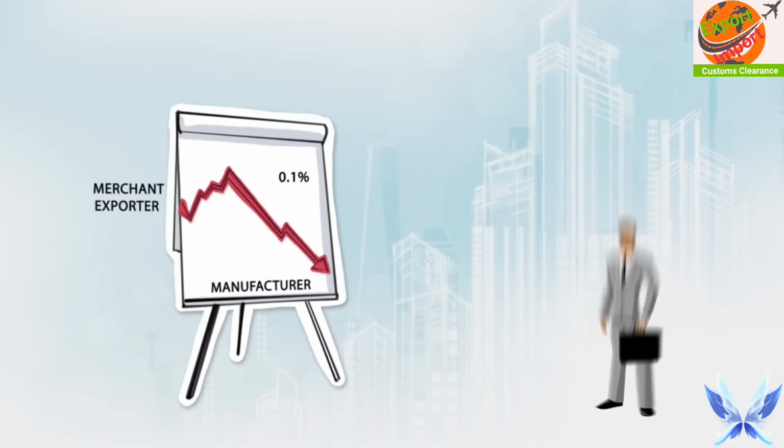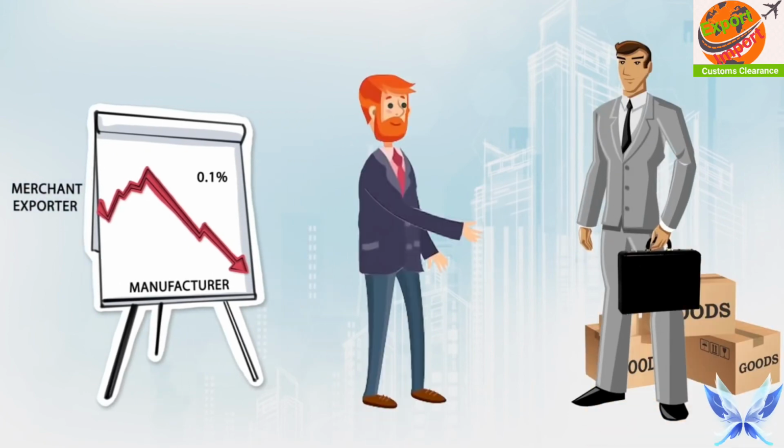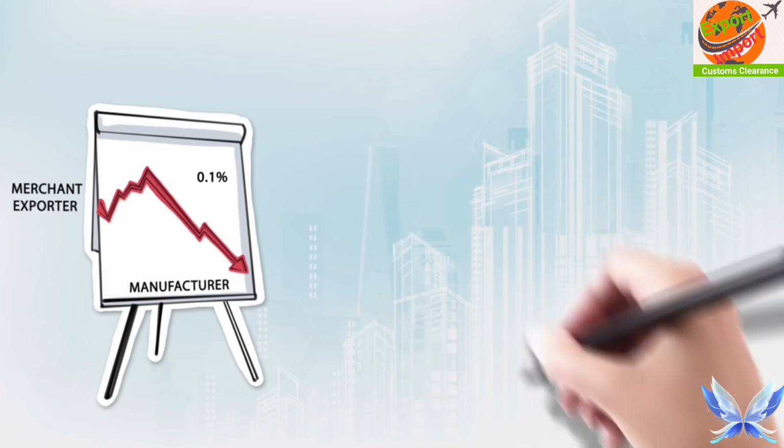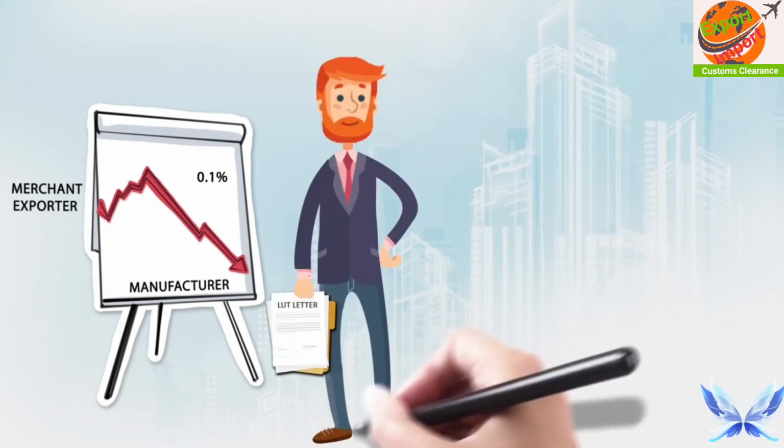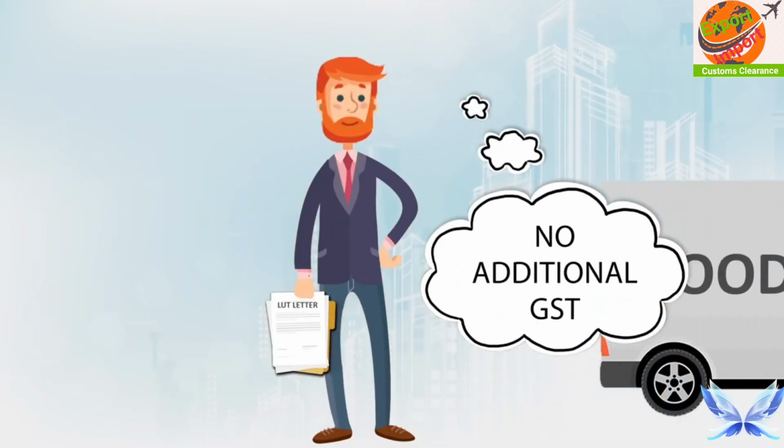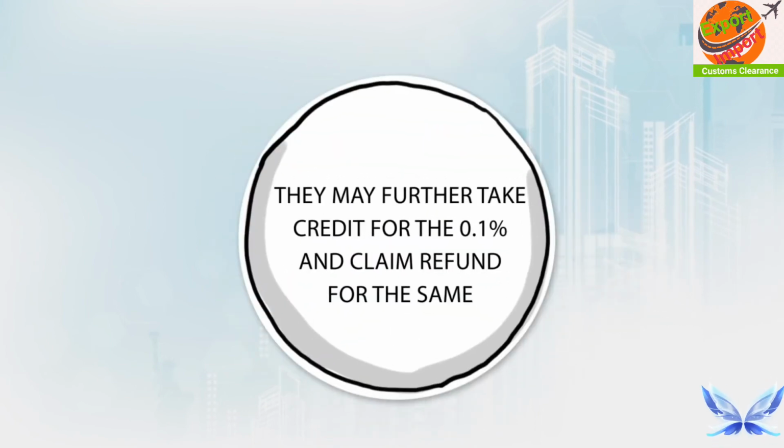Merchant exporters may procure goods from the manufacturer at a concessional rate of only 0.1%. They may then export under LUT without payment of additional GST. They may further take credit for the 0.1% and claim refund for the same.